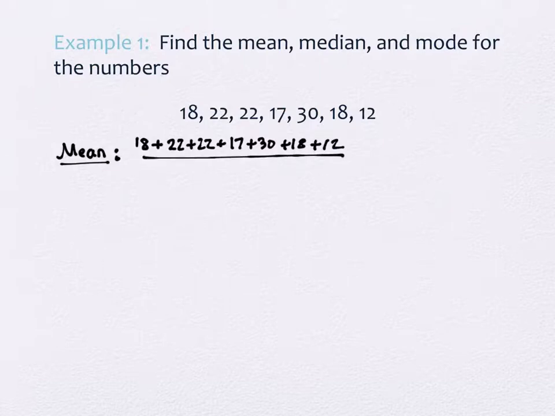And then how many numbers are there here? 7? I think there's 7. What is the sum if you add everything together on top? I don't have that number written down on my paper. 139.